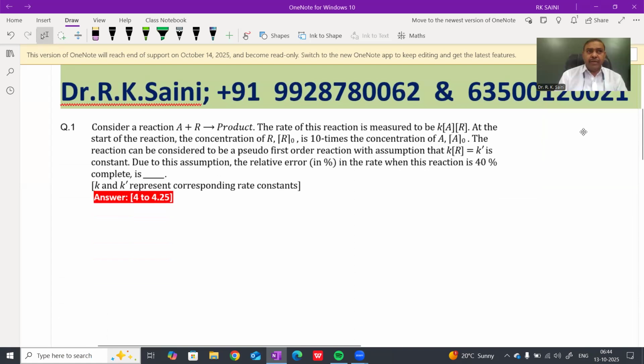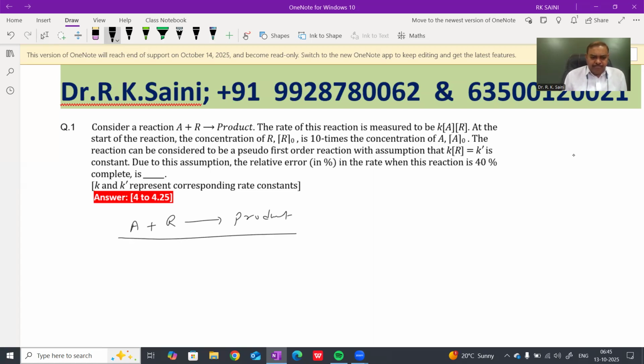Read the question carefully. First, in the given reaction, the rate is K into A into R. The reaction is given as A plus R gives product. According to the given information, the initial concentration of R is 10 times the concentration of A. Suppose its initial concentration is A node. Then the concentration of R is 10 A node.